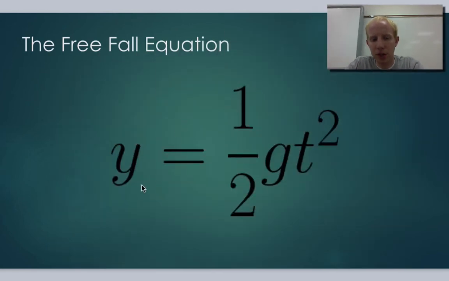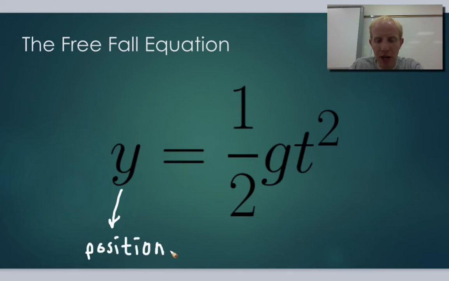This equation is shown right here: the position in the y direction is equal to 1/2 times g times t squared, or time squared. Let me go ahead and label these just so we're clear on what they mean. Again, y still means position. We just use y instead of x because we're moving up and down instead of side to side, so we use the letter y, kind of like we do in math. t is still time. And g is what we call gravitational acceleration.